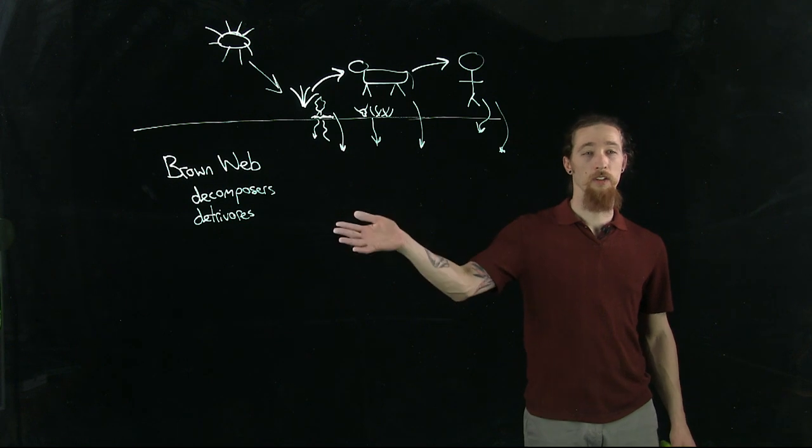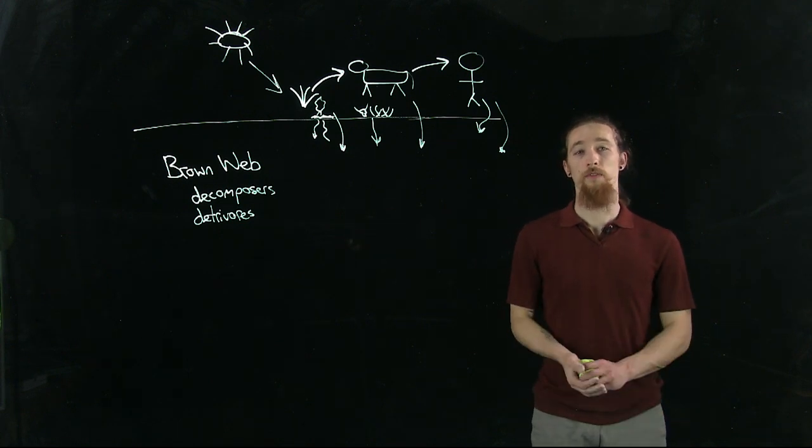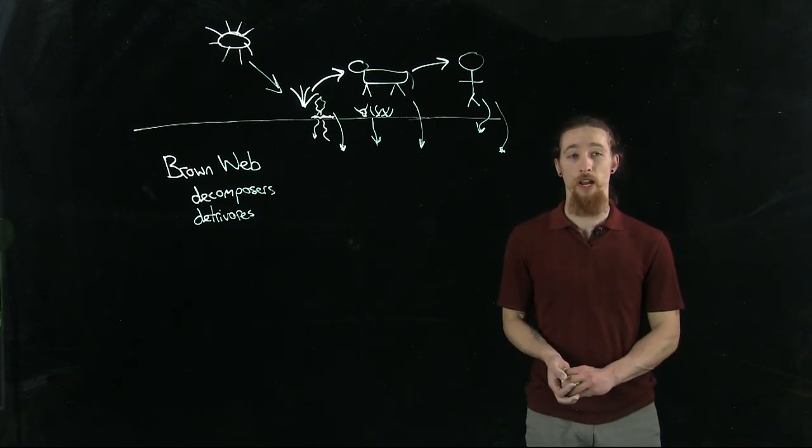And with that covering of the brown web, we're finished with our very brief look at the biological parameters of soil.